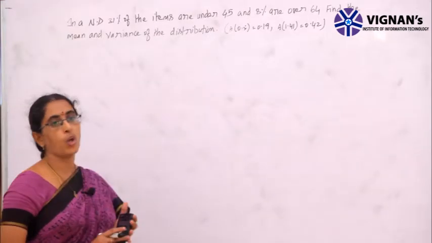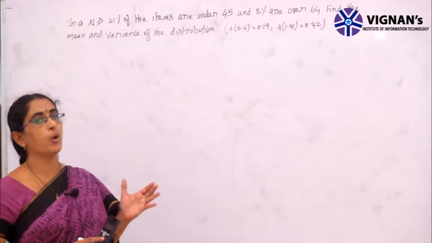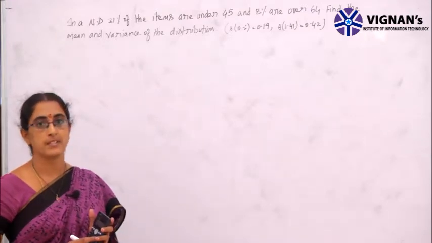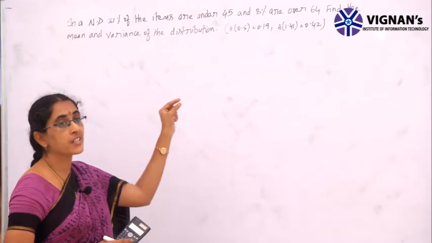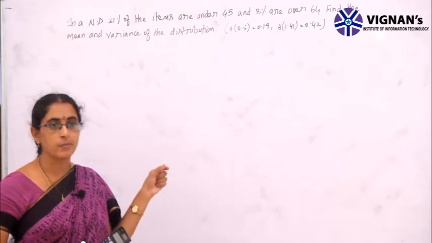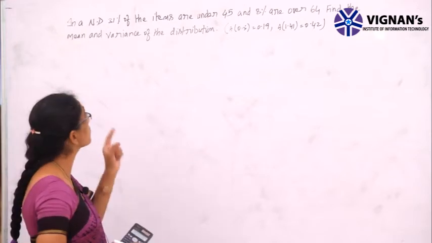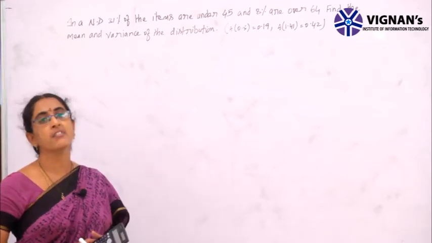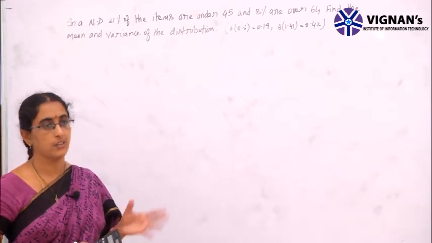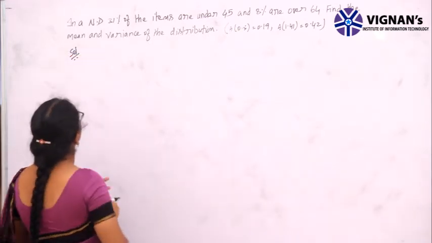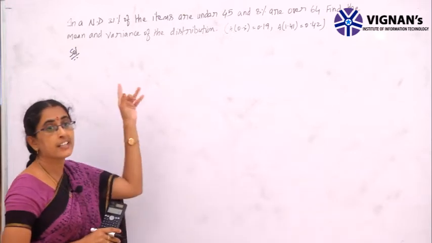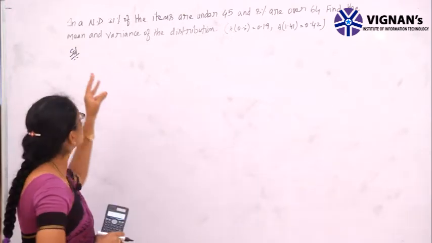Now, in the previous problem, we have seen how to find the probability between random variables. But now in this problem, the random variable is given and the probability of that random variable is also given. Using this, we have to find the mean and variance of the distribution. From the question, in a normal distribution, ND means normal distribution.